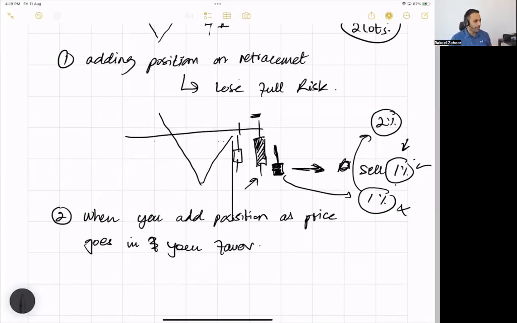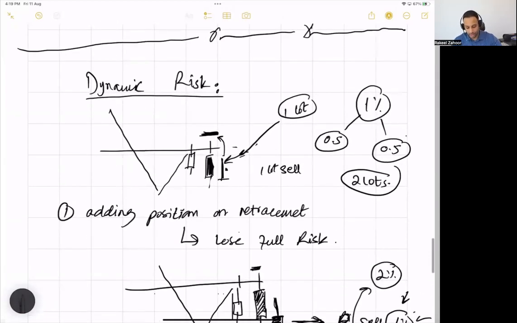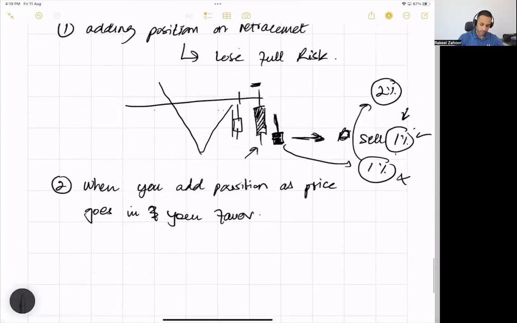I very, very rarely add positions when price goes against me. I only add positions when price goes against me when I'm 100% sure that this is just going to be a retracement, as long as the candle does not break the high of the previous candle.